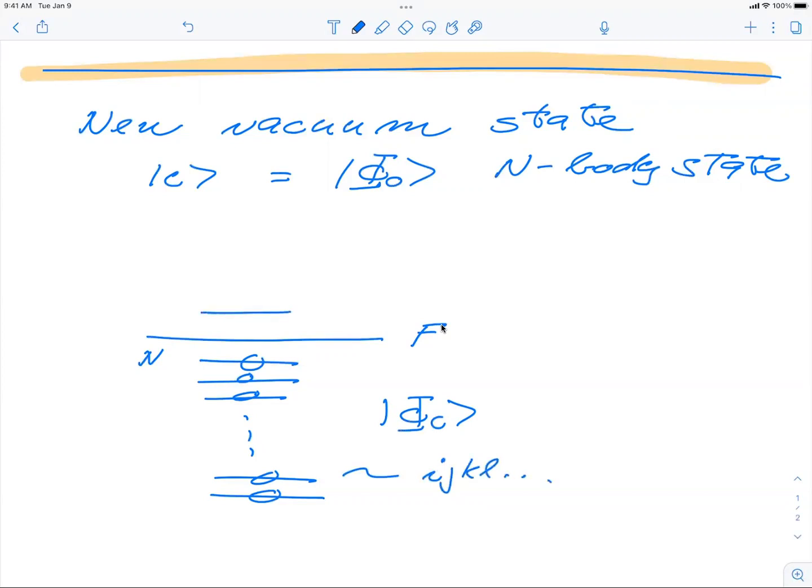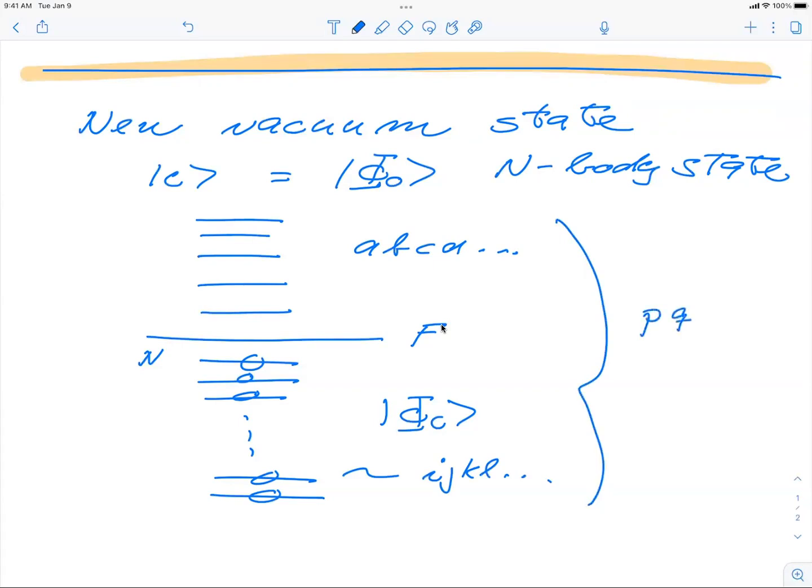Then we have states above the Fermi level, which are empty or they are not filled up, but they can be filled up by kicking out one of the particles from below the Fermi level to above the Fermi level. And these states are states which we label with a, b, c, d, etc. And then we have a generic labeling for all the states, p, q, r, s, etc.